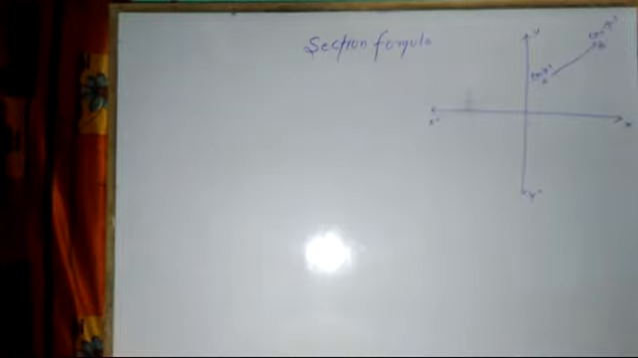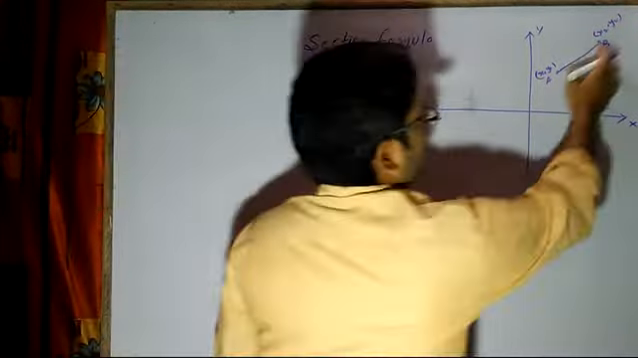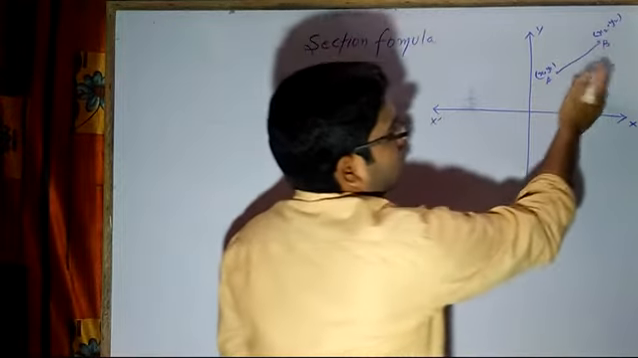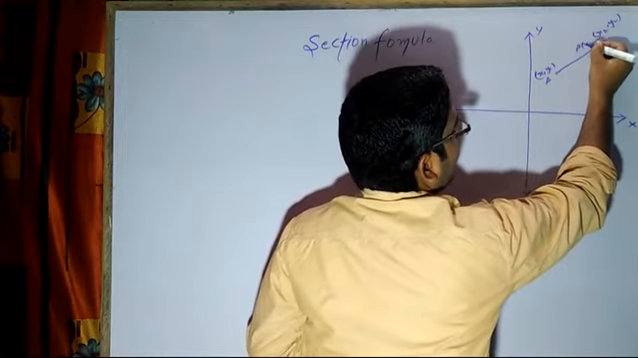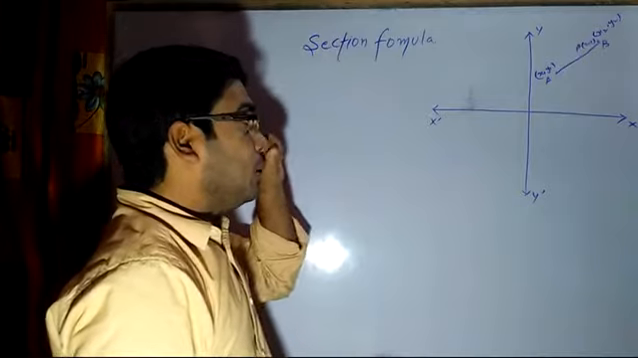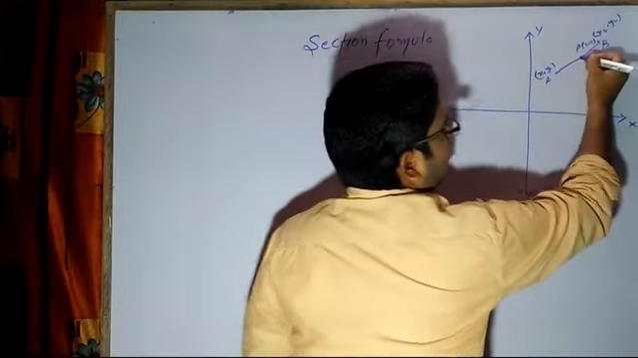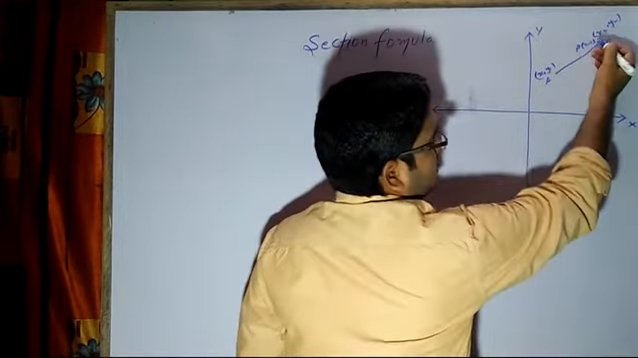So as you can see, I have drawn the figure in which AB is a line segment with various coordinates. Now another point P is lying on this line, dividing the line in the ratio x is to y. So how do we calculate the point P? Suppose it is x comma y.